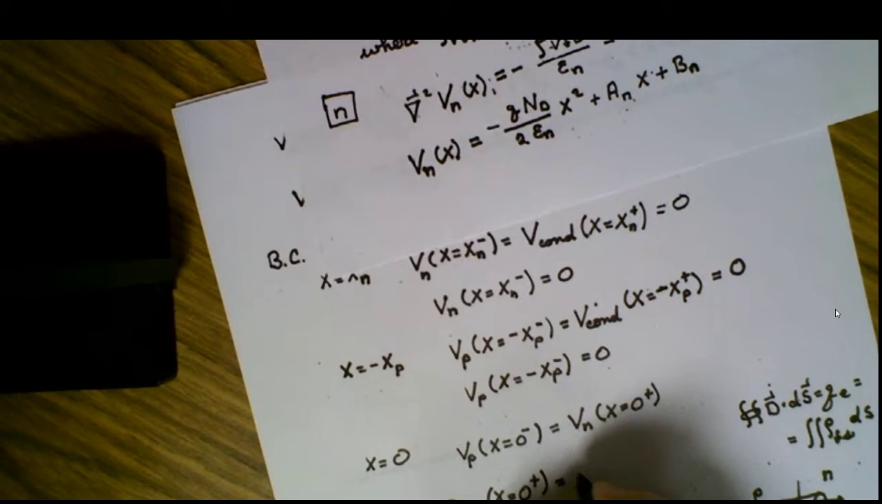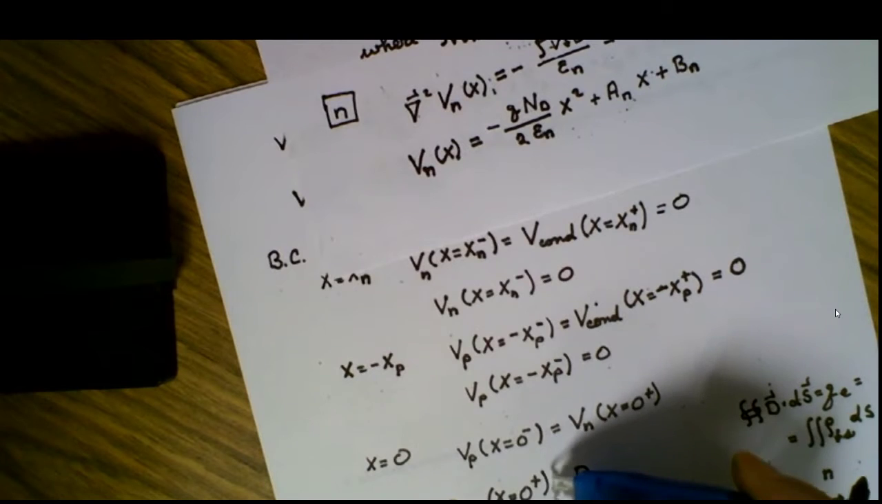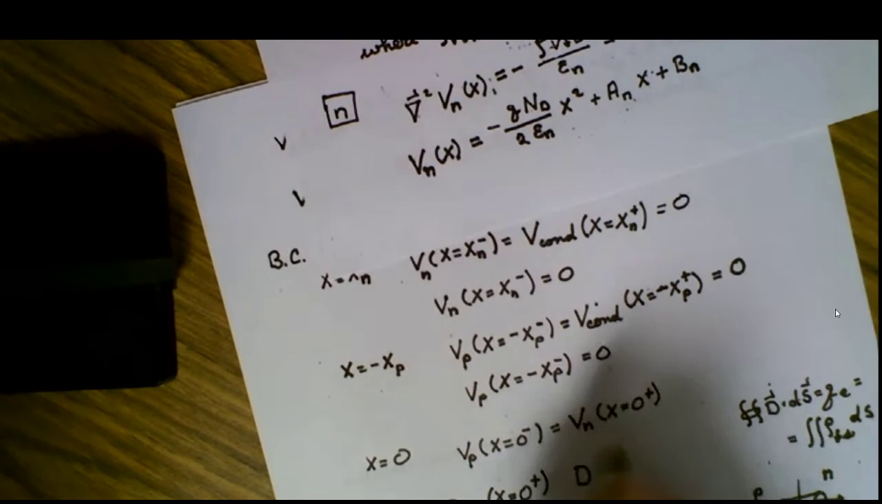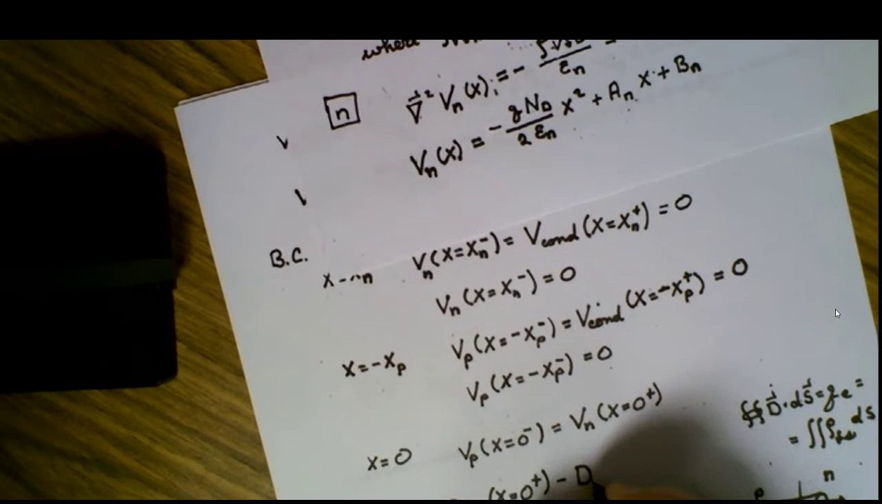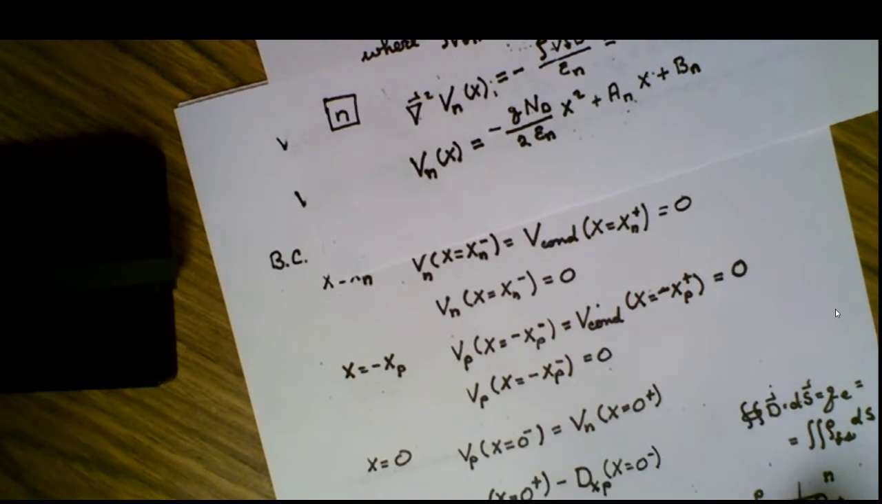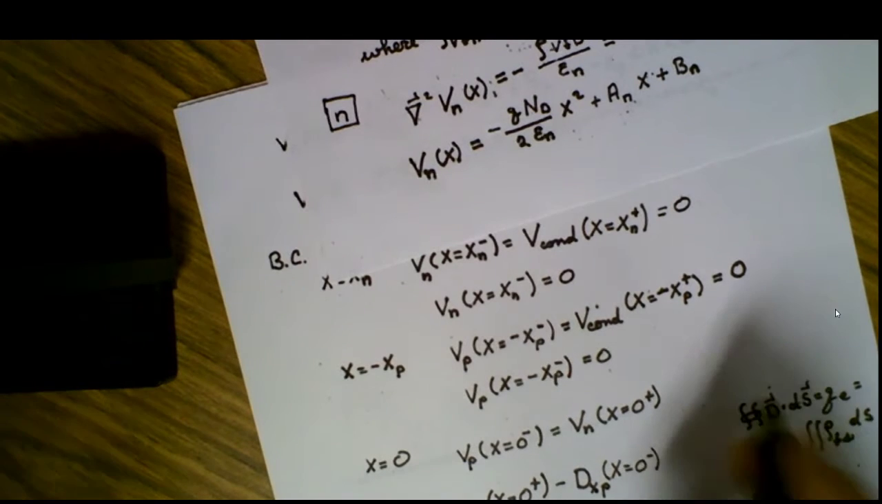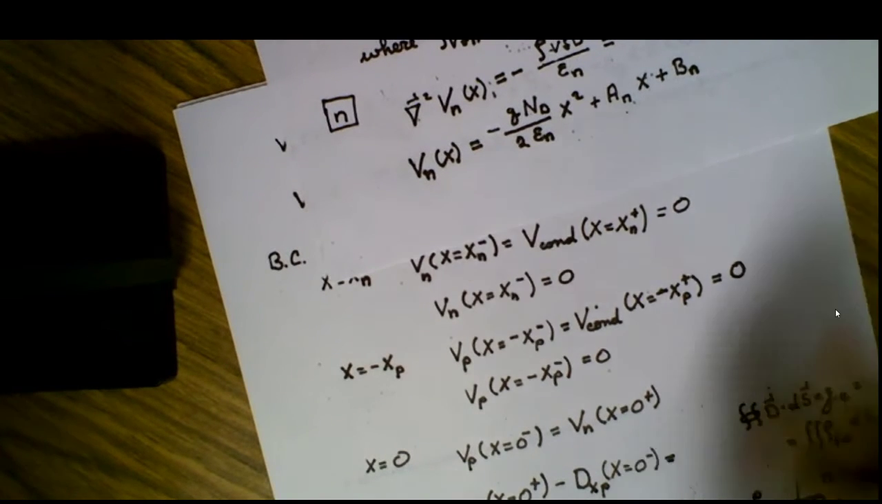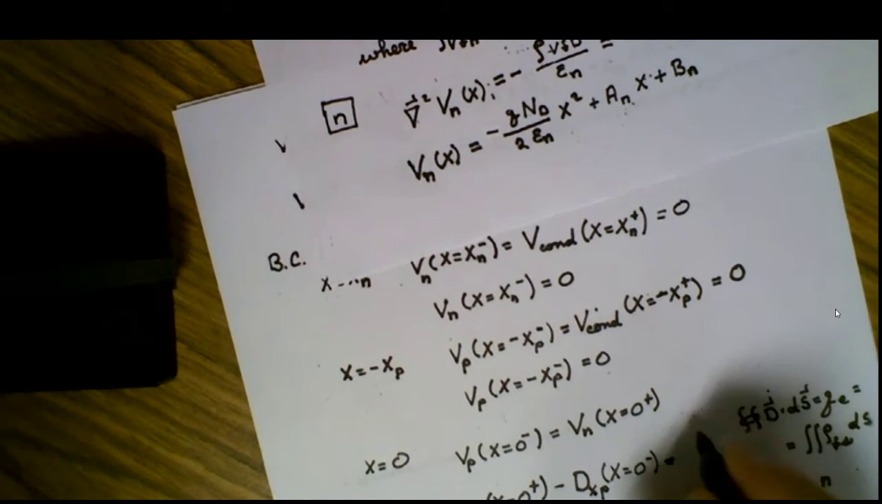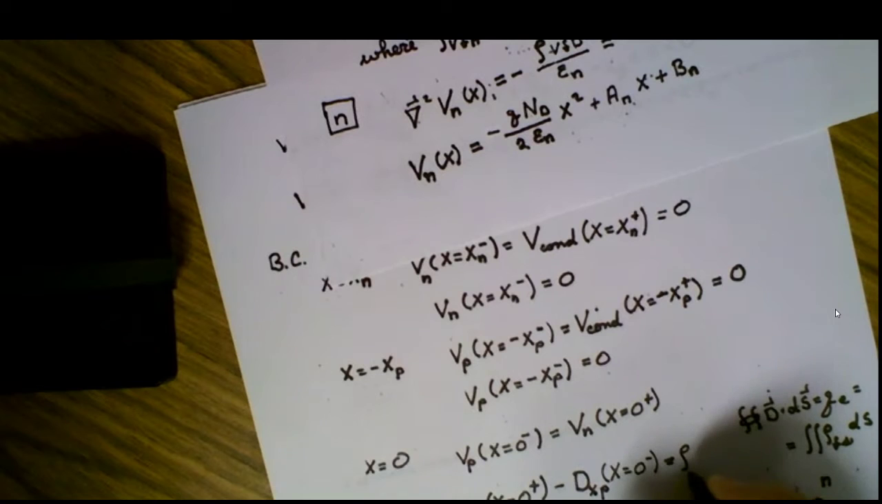That's going to be equal to minus the electric flux density of our P material, because we are at the position x is equal to 0 minus. And notice that ds sub p is pointing in the opposite direction of what is positive, and hence the minus sign. And that's going to be equal, looking back at our law, to the free surface charge density at x is equal to 0.